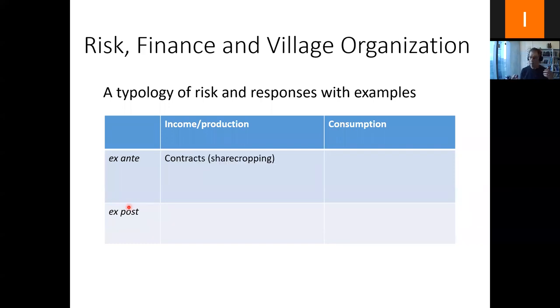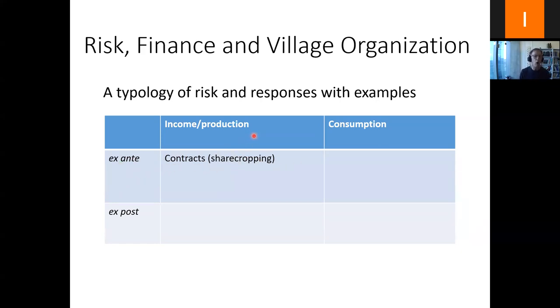So for example, we see sharecropping as a common form of obtaining access to land in many economies. And one of the consequences of a sharecropping contract, in which the tenant pays the landlord for the use of the land in terms of a share of the tenant's output, is that the landlord is taking on some of the risk that the tenant would face in, say, a fixed rent contract. And so this is a contract that's arranged in advance. So it's an ex ante response to risk.